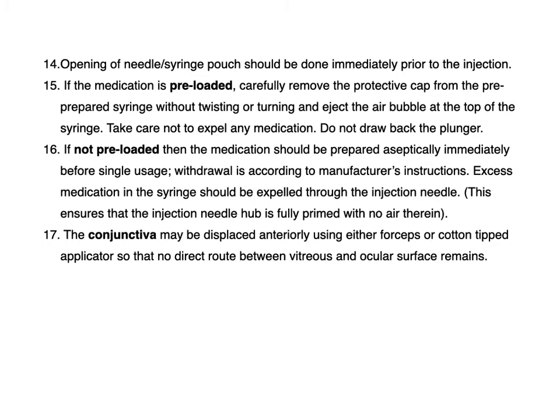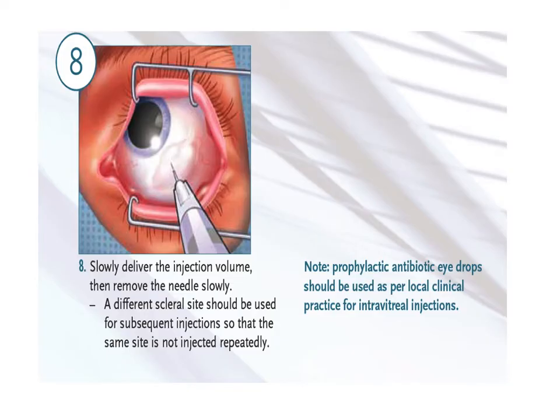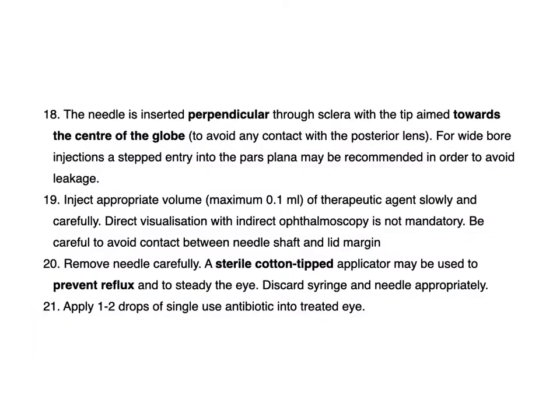It is advised to displace the conjunctiva before injecting so that entry at the conjunctiva is different from scleral entry, thus no direct route between vitreous and ocular surface. Also, different scleral sites should be used for subsequent injections to avoid scleral thinning and future necrosis. The needle should be inserted perpendicular aiming towards the posterior pole or the optic disc.